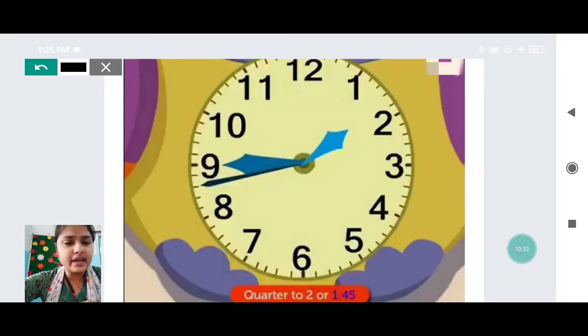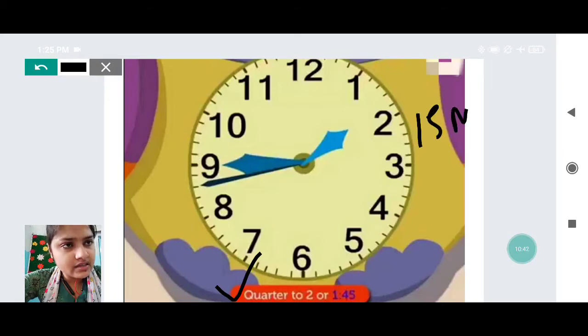This one I have already explained to you. Quarter to 2 means 15 minutes are still left. Here the word quarter is used. There are so many ways to read it. We can read it as 15 minutes to 2, or we can read it as quarter to 2.